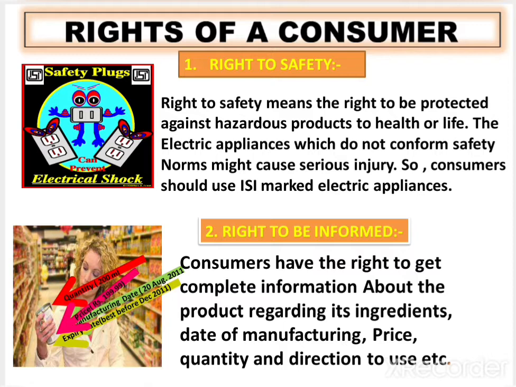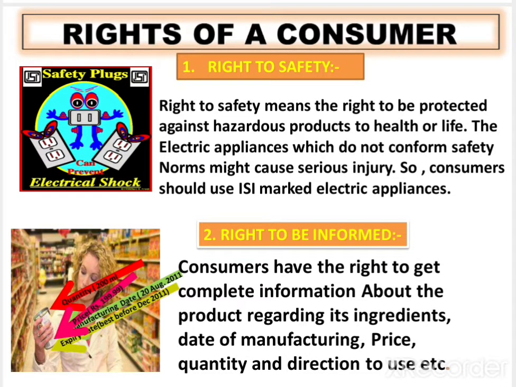Now coming to the rights of a consumer, the Government of India has provided 6 rights to a consumer under Consumer Protection Act 1986, which we will discuss in detail. First one is right to safety. A consumer has the right to be protected against the goods which are hazardous or injurious to his health or life. For example, electric appliances, pressure cooker, gas cylinders. If they are made of substandard product, then they might cause injury to the consumer. So, the consumer should use ISI mark electric appliances.